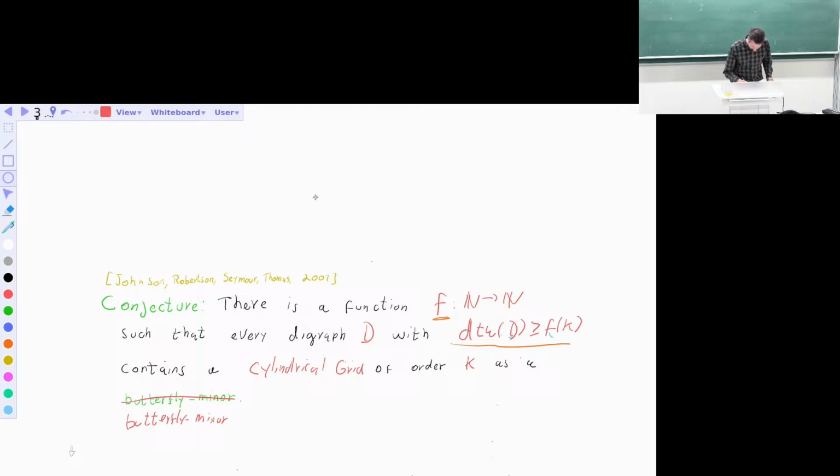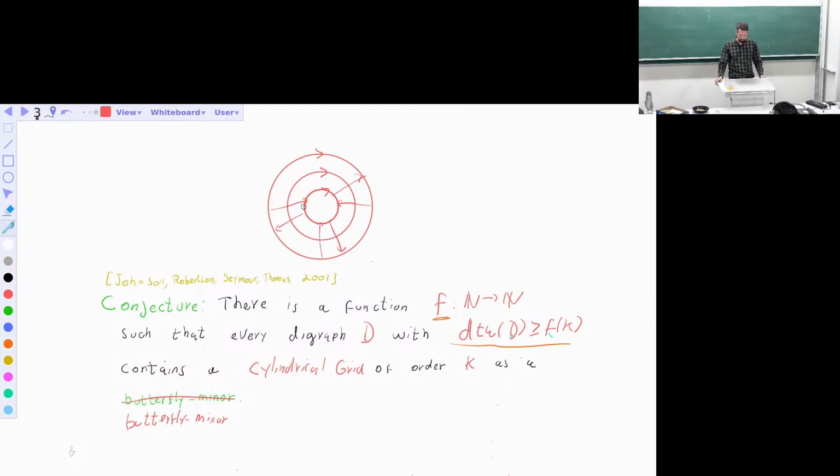The cylindrical grid is this digraph. We have several concentric cycles, k many cycles, and they all go in the same direction. We also have k pairs of paths going outwards and then inwards. You expect many cycles, since you're measuring how complicated the strong components are.